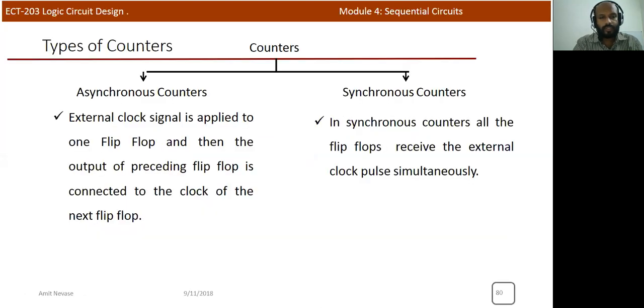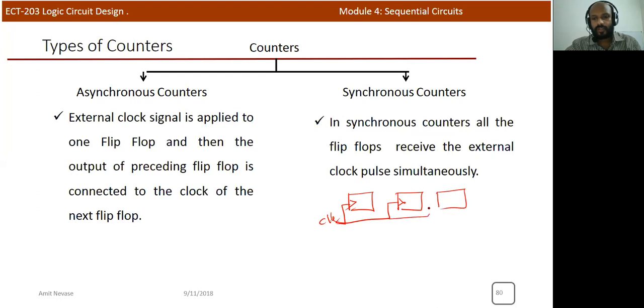So before going to the counter part, already we discussed there are two types of counter. One counter is known as asynchronous, another type is known as synchronous. In synchronous counter, the different flip-flops and circuits are clocked by using the same clock. The same clock signal is applied to the different flip-flops available in that particular circuit.